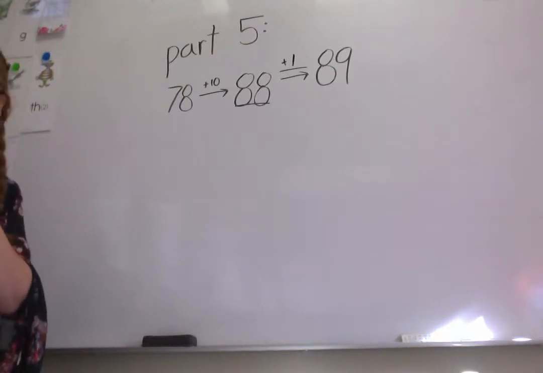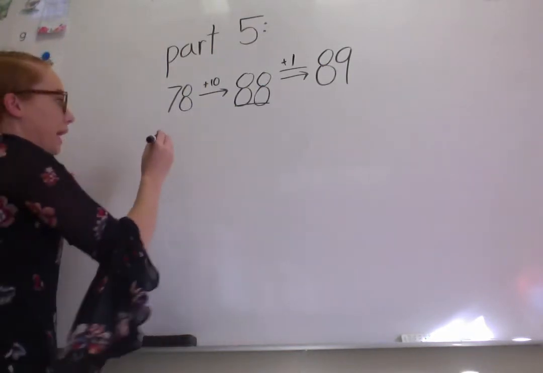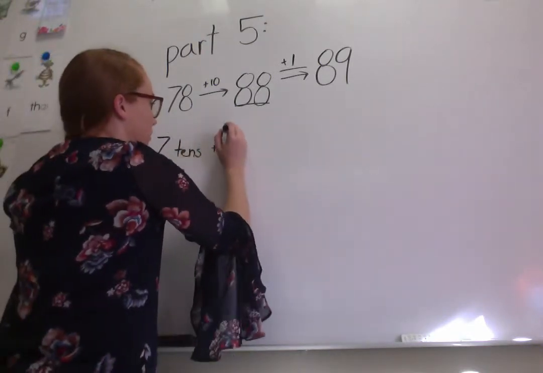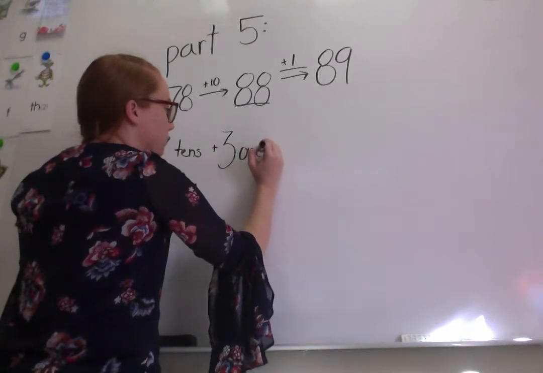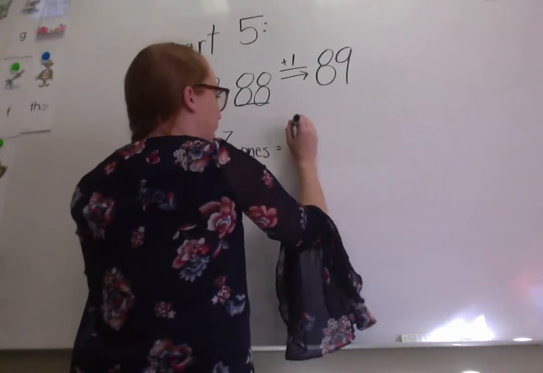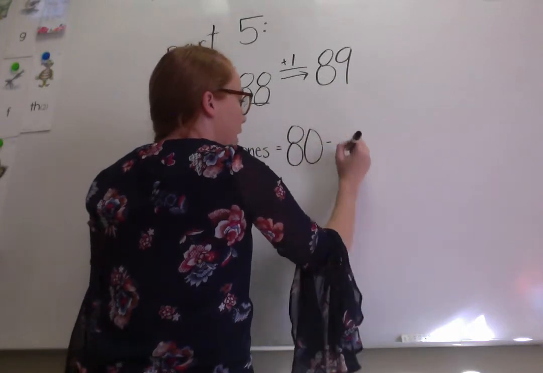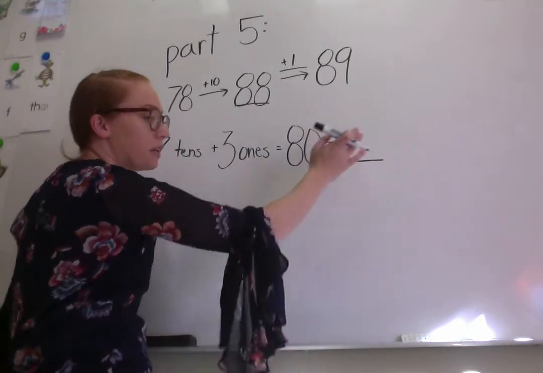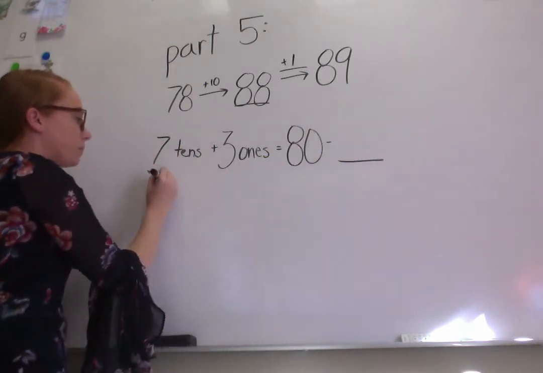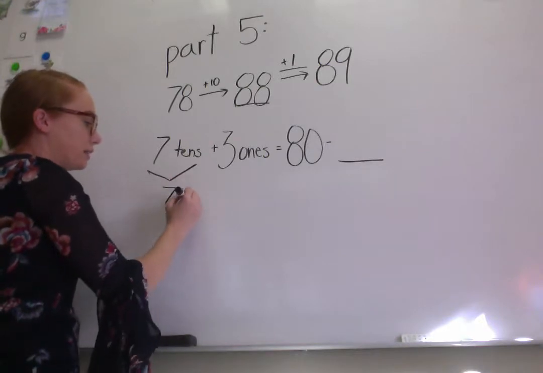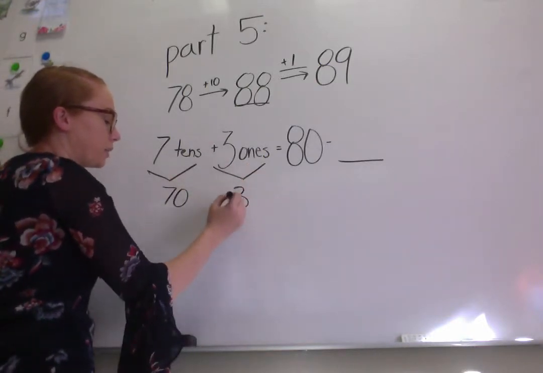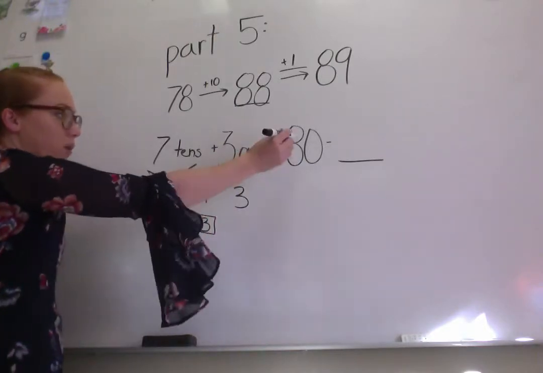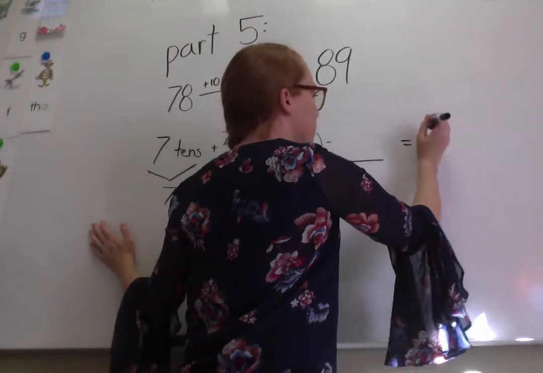That's that one. There might be something a little more complicated, such as 7 10s plus 3 1s equals 80 minus blank. Something to know is that both sides are equal. But to figure out this, we have to figure out this side over here. Well, let's solve. 7 10s is written as 70. 3 ones is written as 3. 70 plus 3 is 73. So we know that this right here has to equal 73.